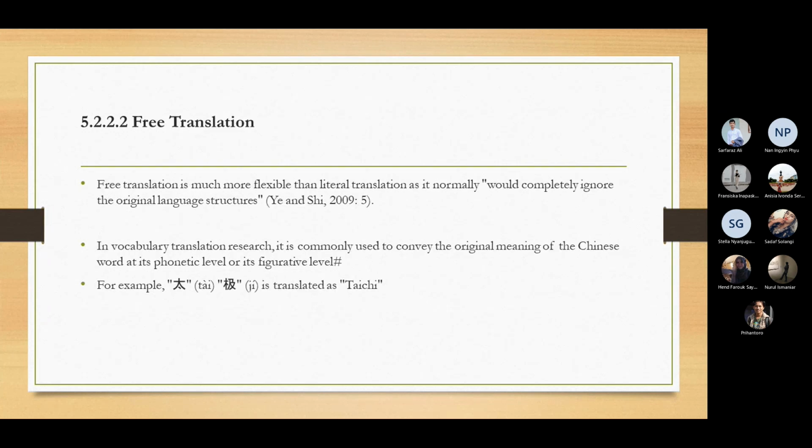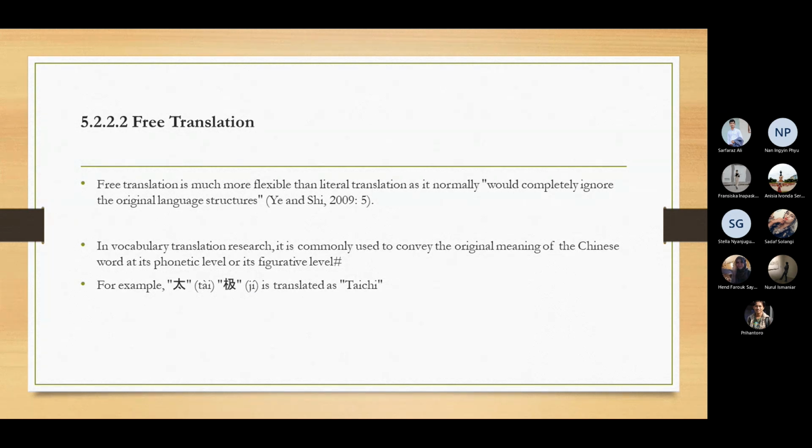The second translation that was used is free translation. Free translation is much more flexible than literal translation. It normally completely ignores the original language structures. It does not matter what the structure is. Maybe in free translation we can just clarify our concept. Whether it is vocabulary or grammar, the rules of language do not matter. So in this free translation, the example is given in front of you. It is translated as such, and this is what the scholars give as the example of free translation.